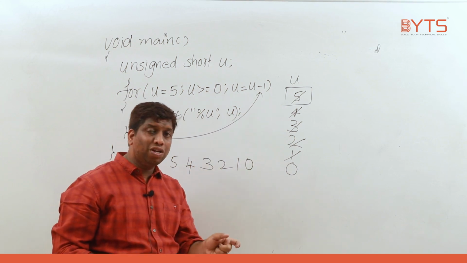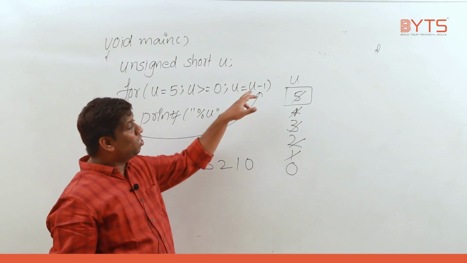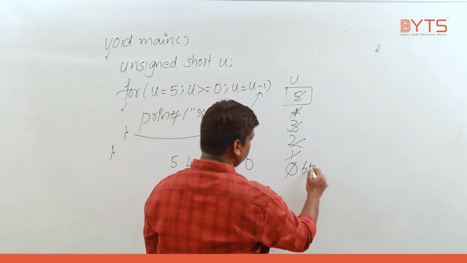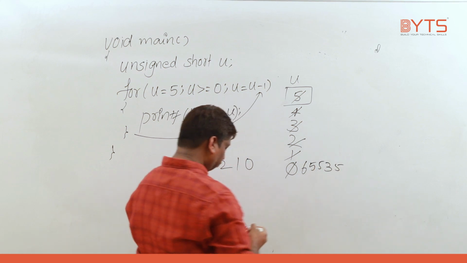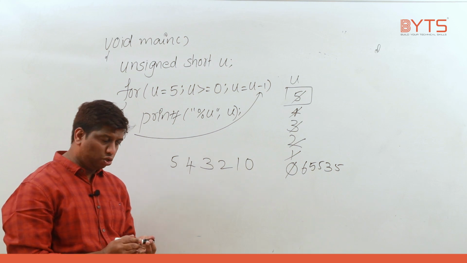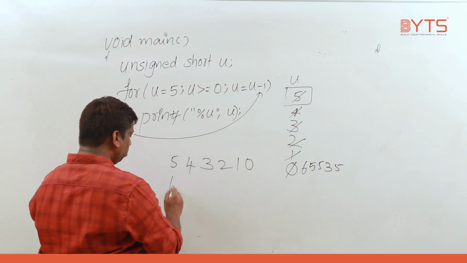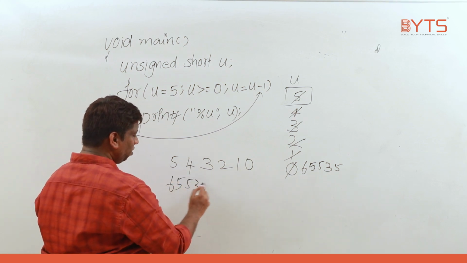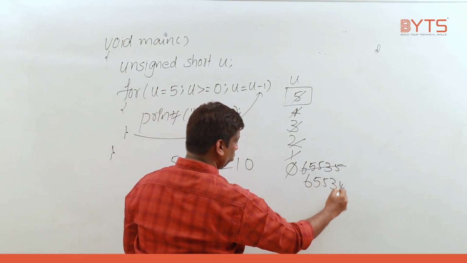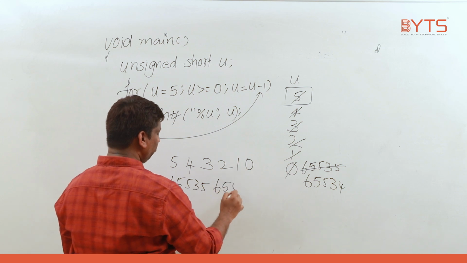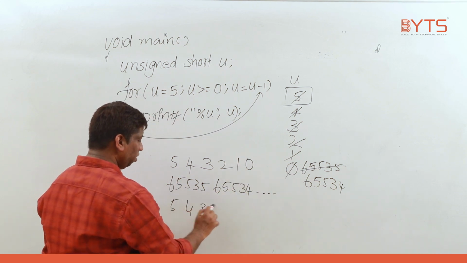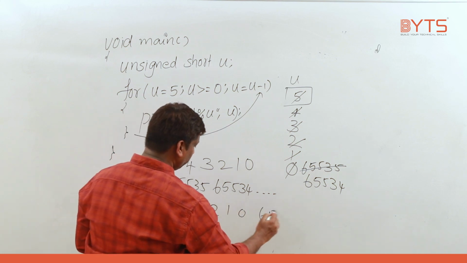But minus 1 is not in the unsigned type. What is the equivalent value of minus 1 in unsigned? 65,535. 65,535 greater than or equal to 0. True or false? True. That is the reason the answer you will get is 65,535. 65,535 minus 1? 65,534. So what is the answer? 65,534. And it goes on. 5, 4, 3, 2, 1, 0.